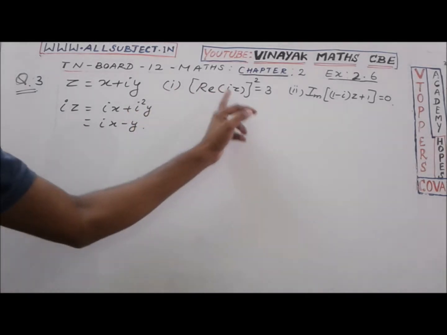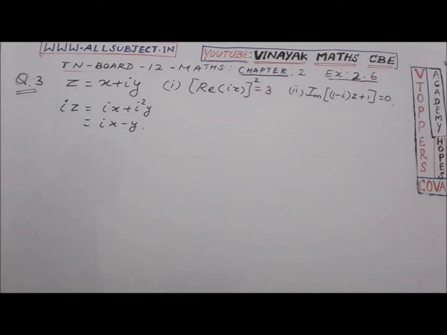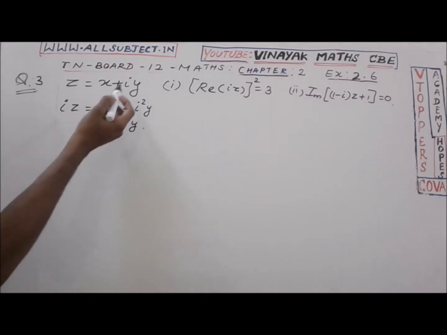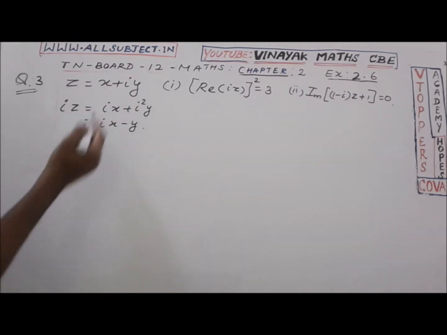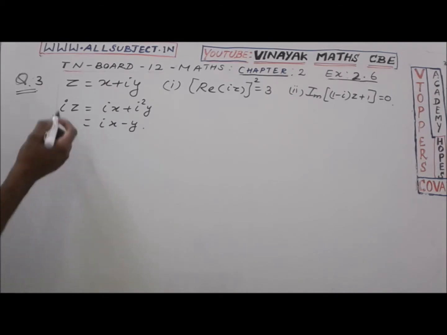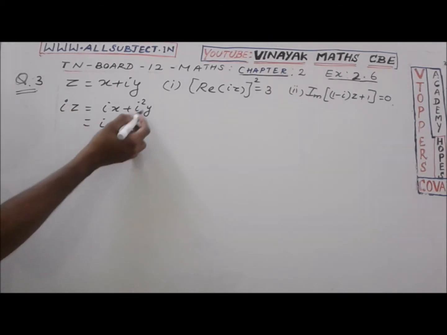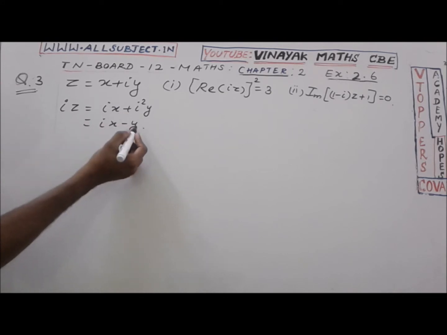One: real part of (iz) whole squared equal to 3 is given. To do the first one, find iz. z is x plus iy. Multiply it by i, we will get iz. So iz equals ix plus i square y. Then i square is minus 1, so minus y.